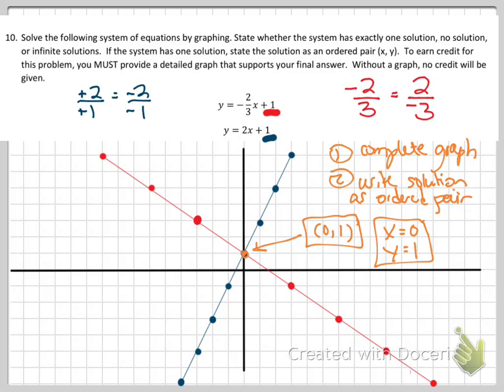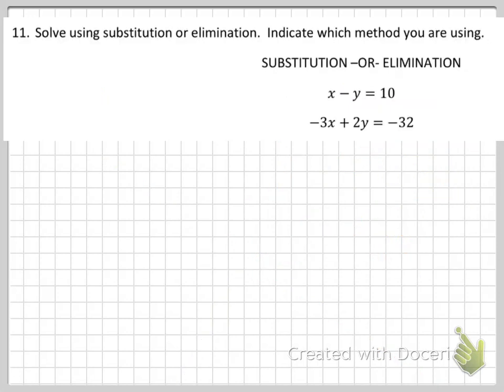All right, let's do number 11. So in this problem, it's kind of interesting. We are allowed to do either substitution or elimination. We'll get credit for either one as long as we are able to identify which method we are using. So since you might pick one or the other, I'm going to show you both.